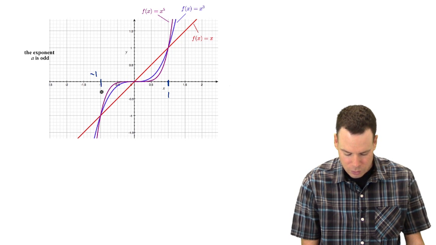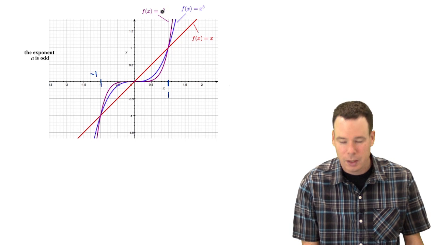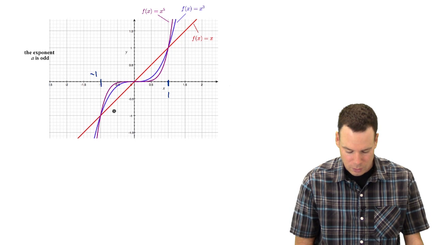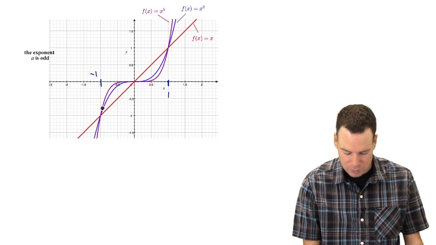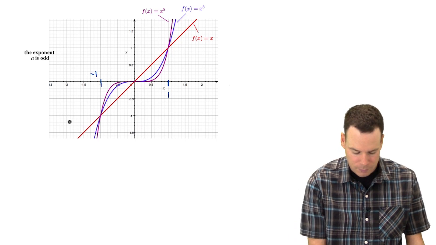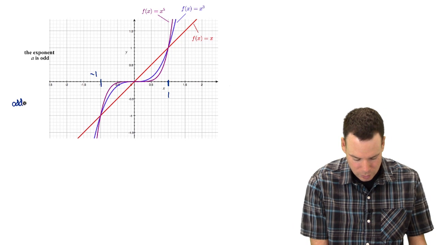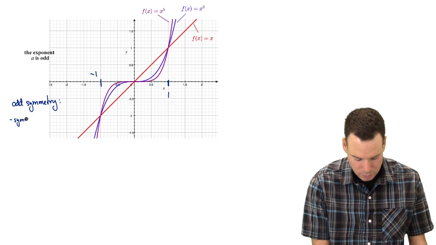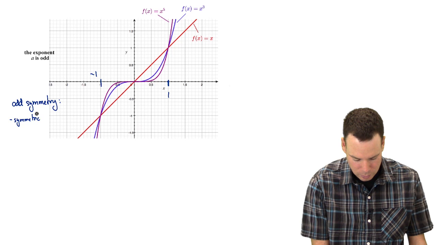These function values are all negative down here because when I take a negative number to an odd power, the negative sign survives. And so these functions are positive when x is positive and negative when x is negative. They have what is known as odd symmetry. What does odd symmetry mean? It means that they are symmetric about the origin.